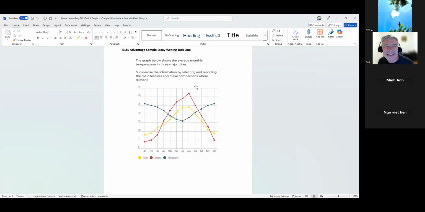Which city has the biggest range of temperatures, Meng Ang? Boston. Correct. Which city has the smallest range of temperatures? Melbourne. Correct. Okay. And when it is hot in Boston, what is happening in Melbourne?